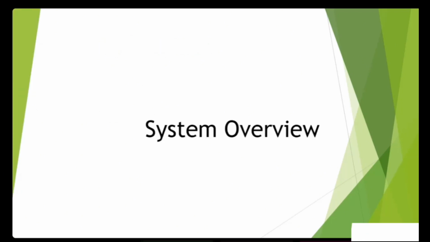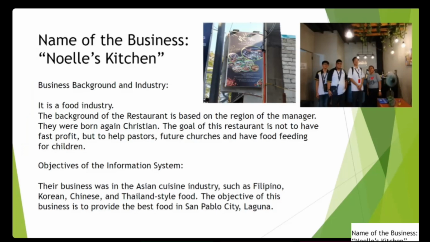System overview. The business we picked is Noel's Kitchen. It is in the food industry, and the background of the restaurant is based on the religion of the manager. They are born again Christians, and the goal of this restaurant is not to make fast profit, but to help pastors, future churches, and provide food feeding for the children. The objective of the information system: the business is in the Asian food industry, where most of the food is Asian, like Filipino, Korean, Chinese, and Thai food.